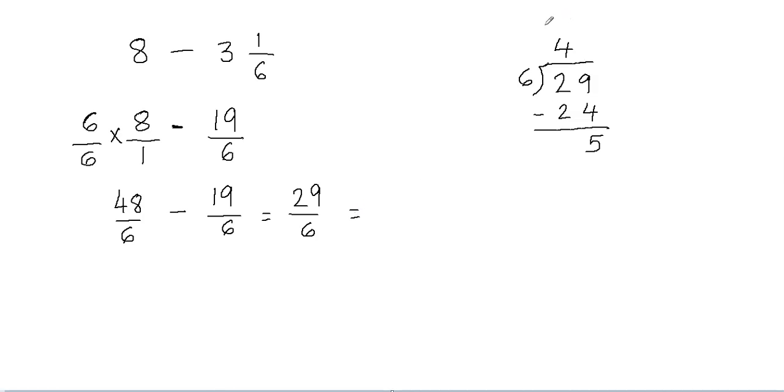So my answer is going to be, we write the quotient first. That means this is my whole number, or this is my whole part. And for the fractional part, we're going to use the remainder and the divisor. So the remainder will go on top, and the divisor will go in the denominator. So my answer is going to be 4 and 5/6. That's my final answer. So remember, whenever you have an improper fraction, you make sure that you convert that into a mixed fraction.